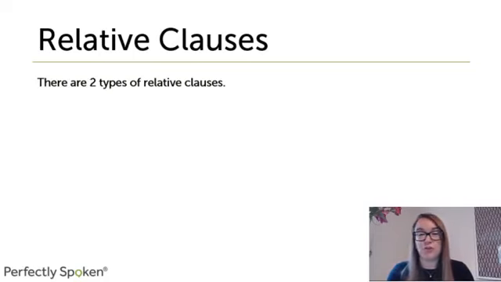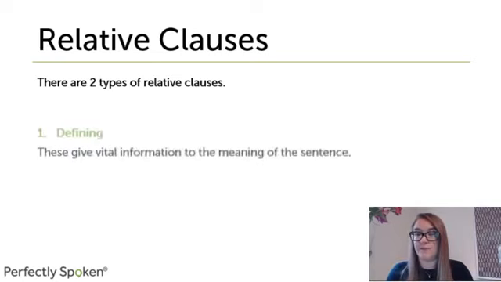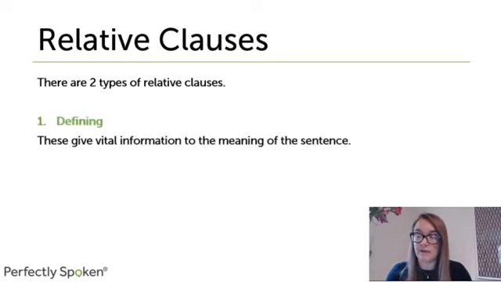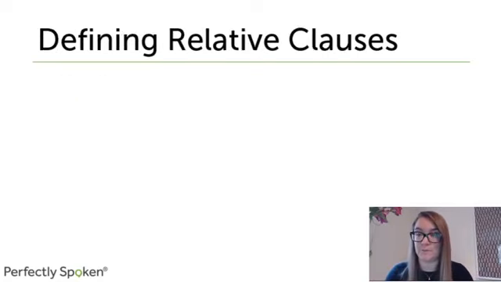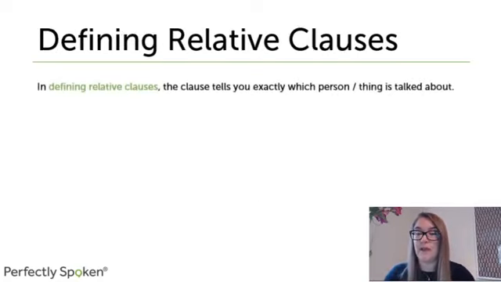So as I said, there are two types of relative clause. And these are called defining, which give vital information to the meaning of the sentence, and non-defining. Now, these will add extra information to the sentence that isn't integral to the sentence construction as a whole. So in defining relative clauses, the clause tells you exactly which person or thing is being talked about.